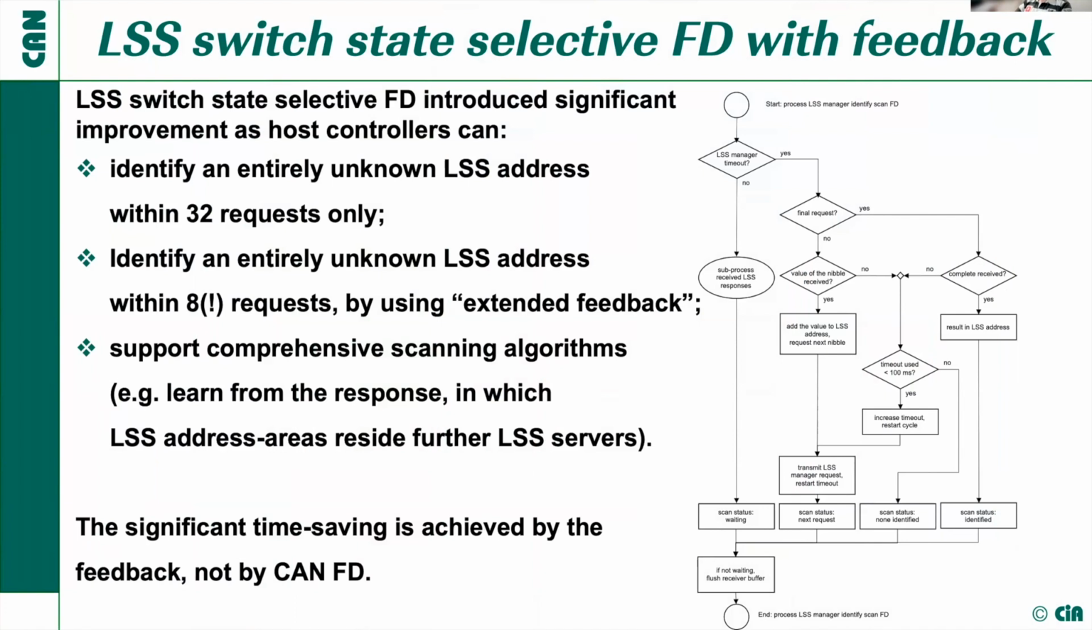So the LSS switch state selective FD introduced significant improvement, as host controllers can now identify an entirely unknown LSS address within 32 requests only. So I can identify these services with 8 requests by using the extended feedback, so the 29-bit identifier. And furthermore, adding comprehensive scanning algorithms on that allows a rapid detection of devices in my system, of dynamically attached devices to my system, and therefore I can keep the downtimes of my system or the attached devices very low.